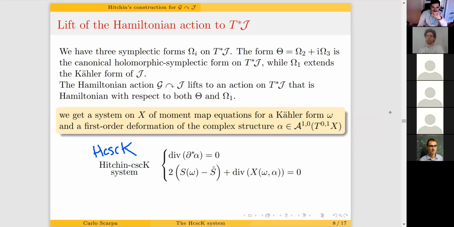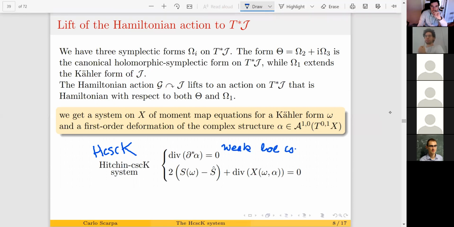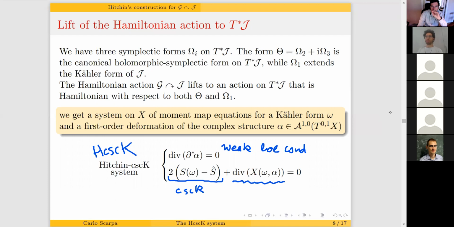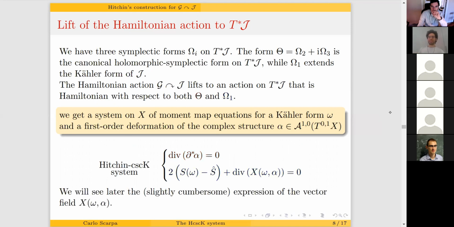So here you see that we are computing the divergence, a metric quantity depending on the Kähler form, of the del star of alpha. Now, this is sort of a weak holomorphicity condition on alpha. And the second moment map equation, that we usually call the real moment map equation, is a modification of the constant scalar curvature equation. So here we have a constant scalar curvature term, and then we have to add the divergence of some vector field. So we modify the constant scalar curvature equation to a new, slightly more complicated equation. Now, this X of omega and alpha is a vector field that I'm not going to write down right now, because its expression is slightly cumbersome.